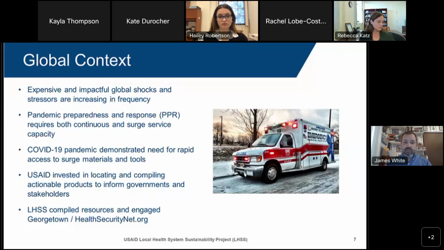The COVID-19 pandemic really demonstrated the need for rapid access to these tools. Certainly, we had existing websites, we have the World Health Organization and other leading sites, but there needed to be a repository where folks could access these tools quickly. So USAID invested in both locating and compiling some of these best practice examples from across the globe and wanting to inform governments and stakeholders about where to find these tools in times of emergency. So LHSS worked to compile several resources and worked with Georgetown to make sure they were made available broadly on the healthsecuritynet.org site, which you'll be hearing more about in a moment.